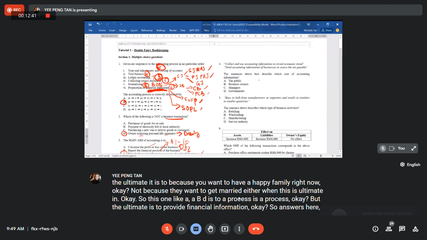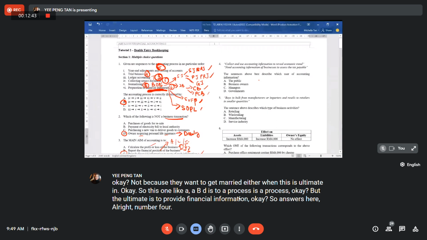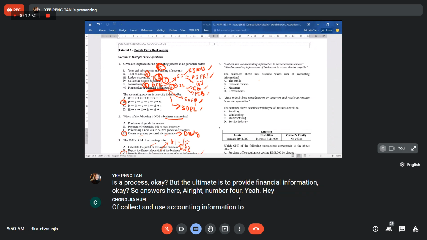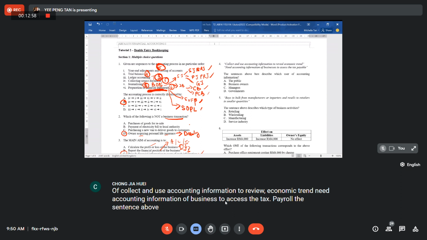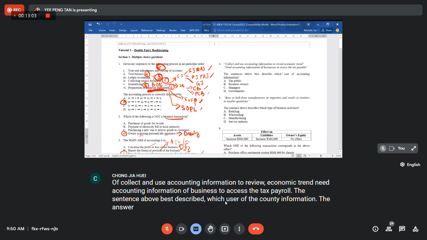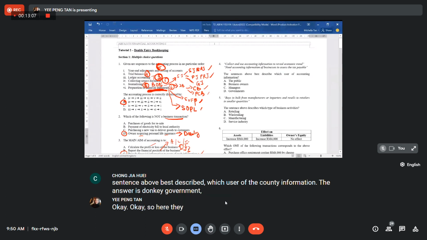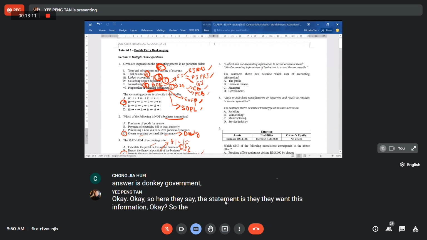All right, number 4, Jiao Hui. Collect and use accounting information to review economic trends. Need accounting information of business to assess the tax payable. The sentence above best describes which user of accounting information? The answer is government. Okay, so here the statement says they want this information. These are the users.